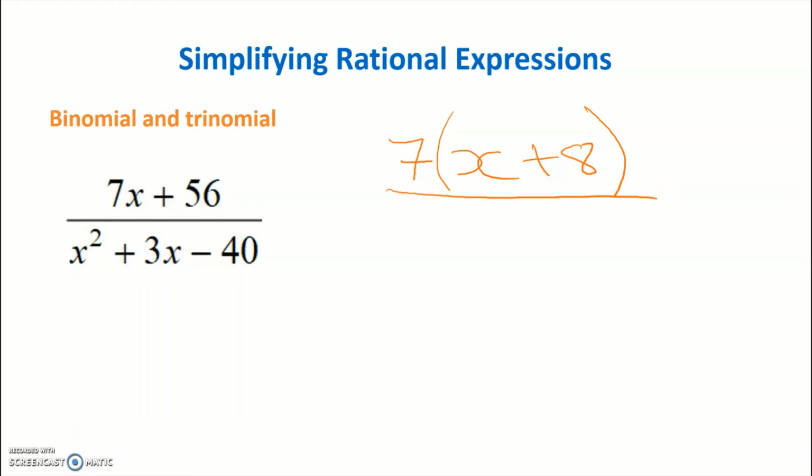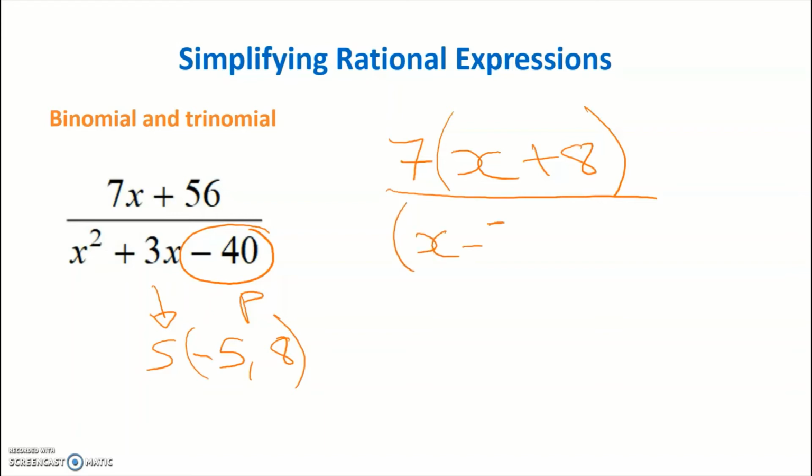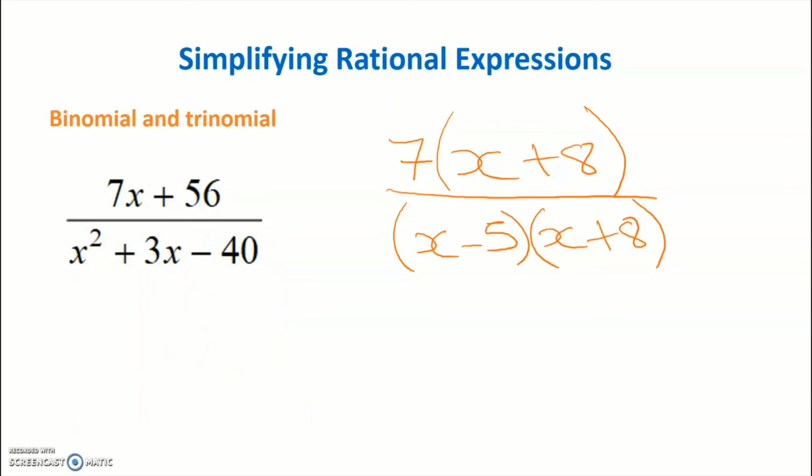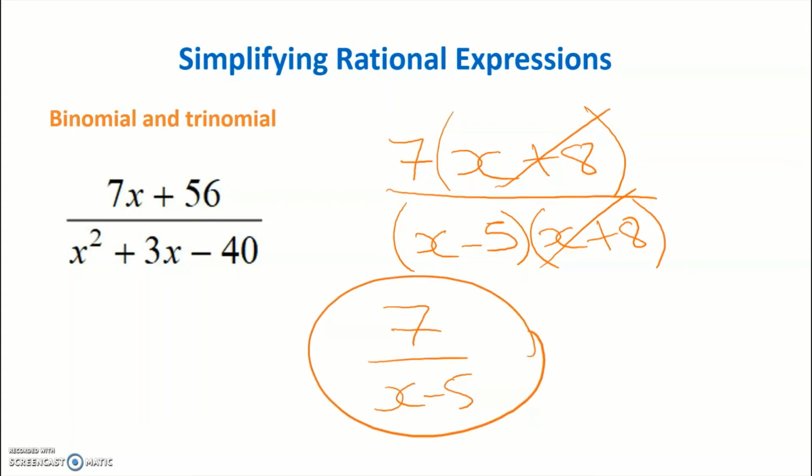Now we'll have a look at our denominator. I'm going to use the product-sum method, where negative 40 is my product and 3 is my sum. So I need two factors of negative 40 that add up to 3, and that is negative 5 and positive 8. So I end up with x minus 5 and x plus 8. You can see here the numerator and denominator now have a term in common, so we can cancel those out, and we are left with 7 over x minus 5 as our simplified form of this rational expression.